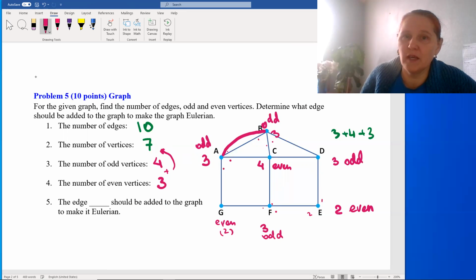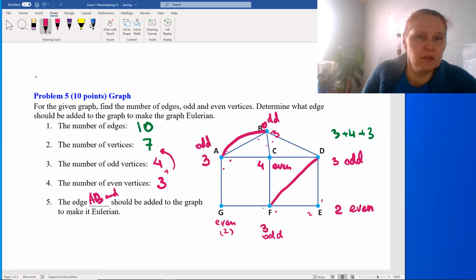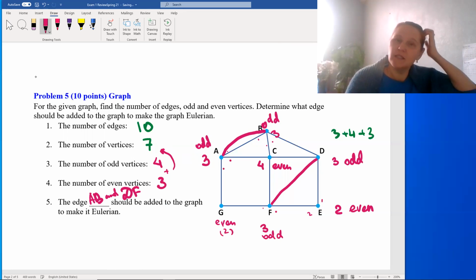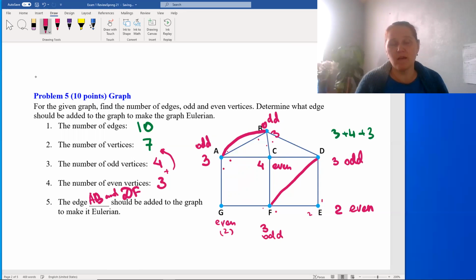So we can connect A and B, A, B, and there is another pair of odd vertices, D and F, D, F. So if we add these 2 edges, then the graph will be Eulerian and we'll have only even vertices. Okay.